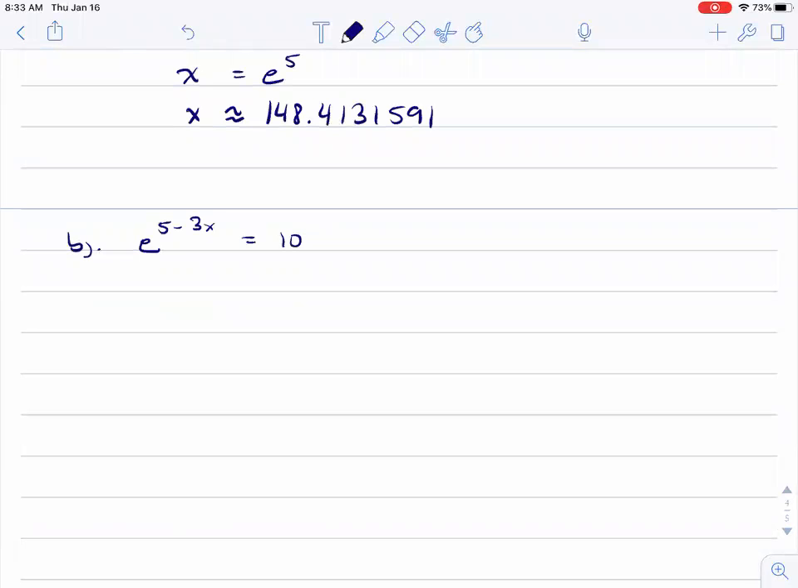Again, my x is kind of wrapped up first in a natural log, now in an e. Either way, to undo the other, we have to wrap up the e in an ln. And so we can take the natural log of e to the power of 5 minus 3x, remembering to take the natural log of the other side as well. The natural log of 10 is just some number, so we can just treat it as a number.